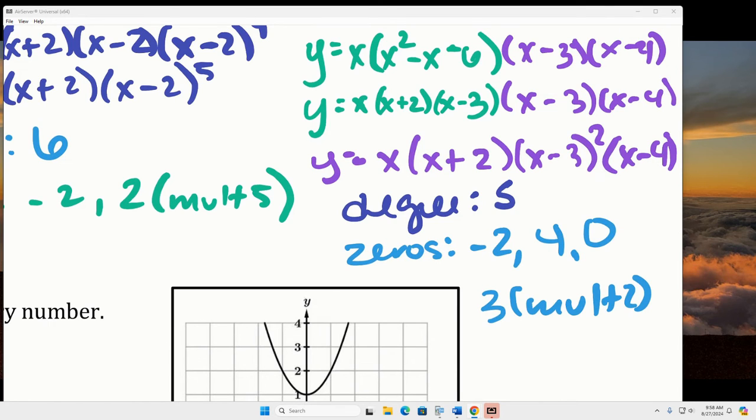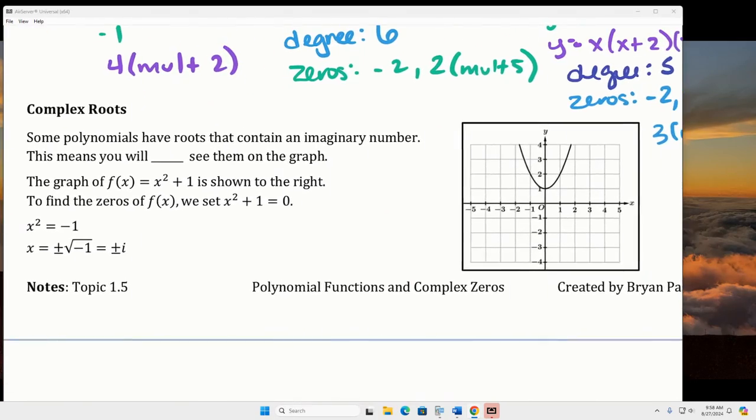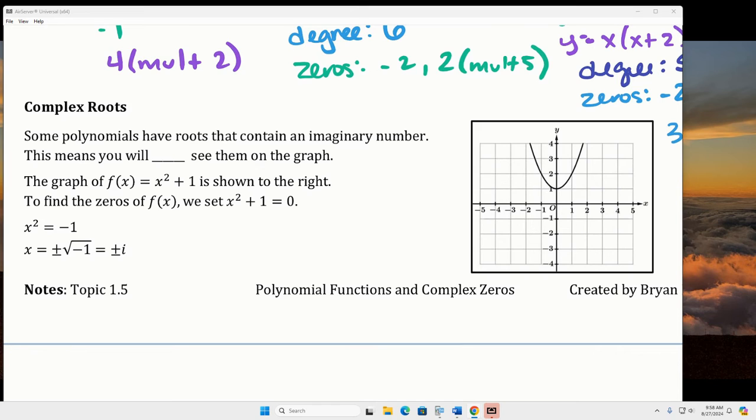Okay. All right, let's talk about imaginary zeros or complex zeros. So some polynomials have roots that contain imaginary numbers. Imaginary numbers do not show up on the graph. So you will not see imaginary zeros on the graph. So if a function only has imaginary zeros, it's not going to have any x-intercepts. And you guys already know that there are functions with no x-intercepts. So here's an example of one.